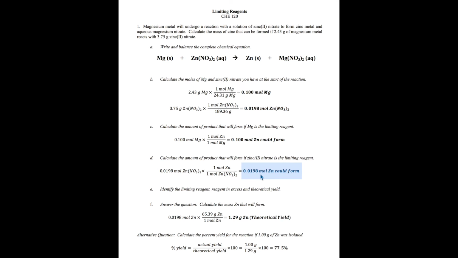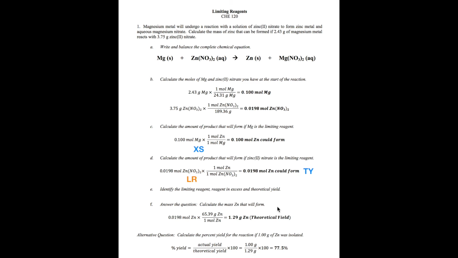So that means that in this reaction, this 0.0198 moles of zinc becomes my theoretical yield. That means over here that my zinc nitrate is going to be my limiting reagent. That also tells me that my magnesium is going to be present in excess, meaning some of it gets consumed and some of it is going to be left over at the end of the reaction.